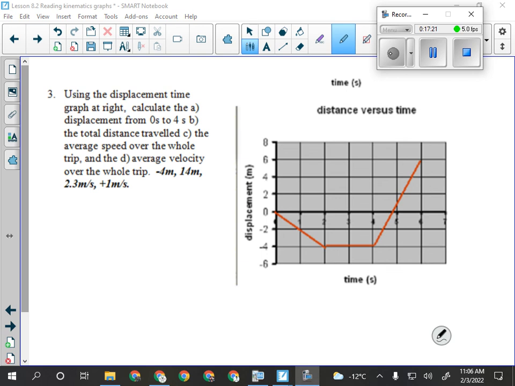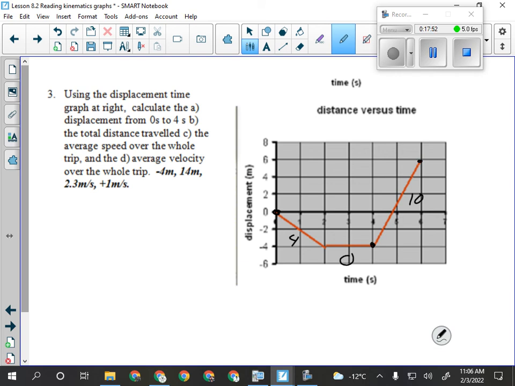The displacement between 0 seconds and 4 seconds, okay, our final position is -4, our initial position is 0, so our total displacement is -4 meters between 0 and 4 seconds. Okay, the total distance traveled. All right, well, we go 4, 0, and then from 4 to 6, that's 10, 14 meters total distance traveled.